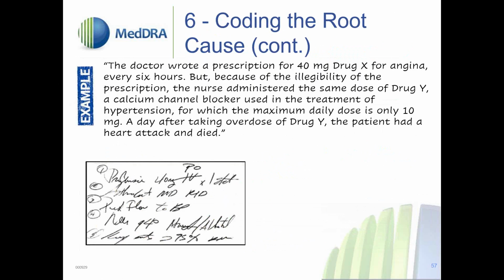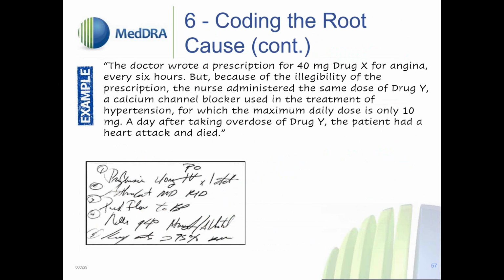The next example describes such a case. A doctor wrote a prescription for 40 milligrams of drug X for angina pectoris, every 6 hours. But because of the illegibility of the prescription, as you can see on the slide here, the nurse administered the same dose of drug Y, a calcium channel blocker used in the treatment of hypertension, for which the maximum daily dose is only 10 milligrams.